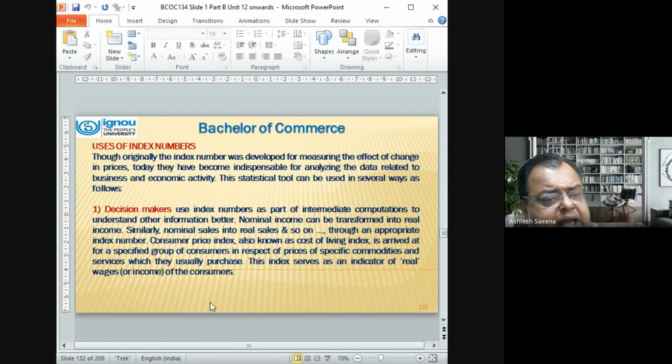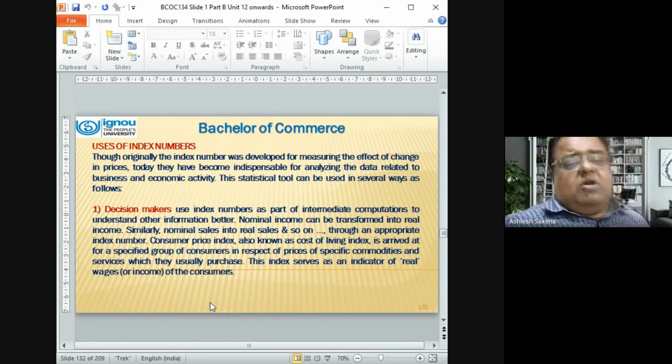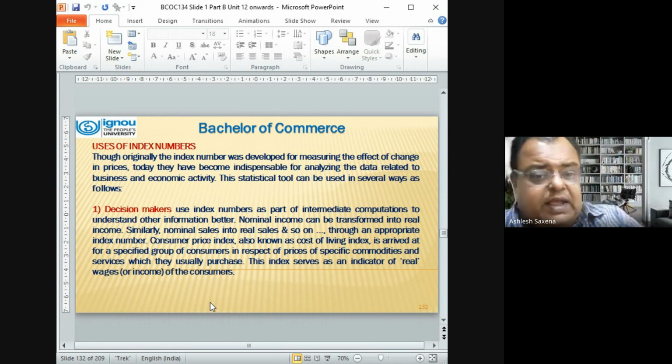This is done through an appropriate index number. Consumer Price Index, also known as the Cost of Living Index, is arrived at for a specified group of consumers in respect of prices of specific commodities and services which they usually purchase. This index serves as an indicator of real wages of the consumers.